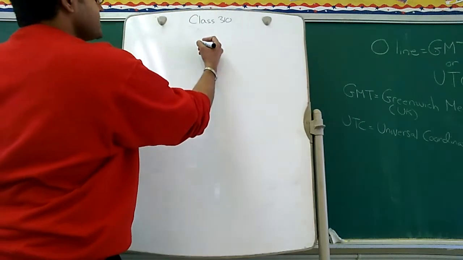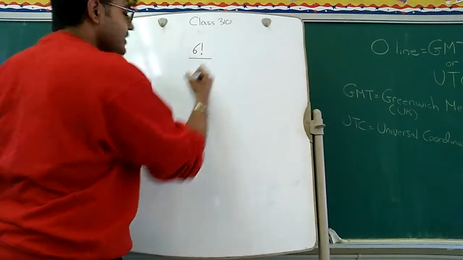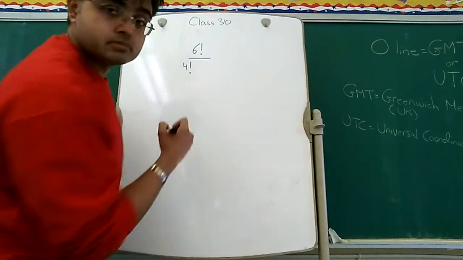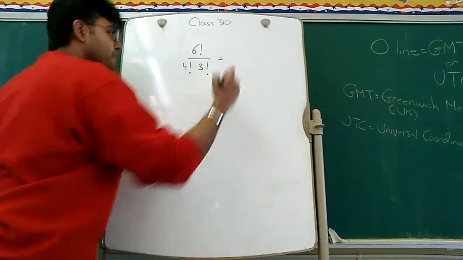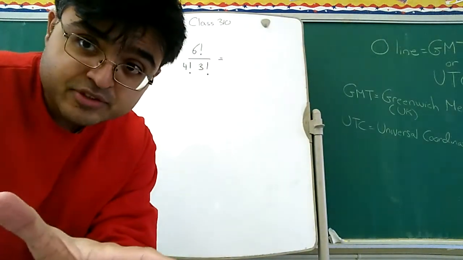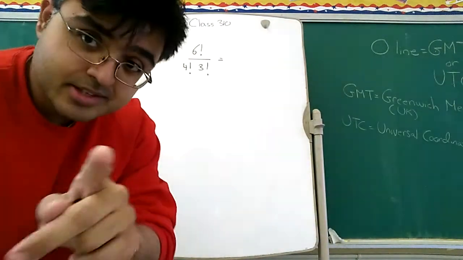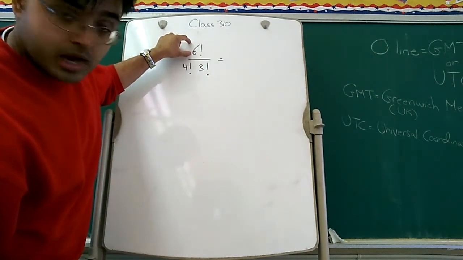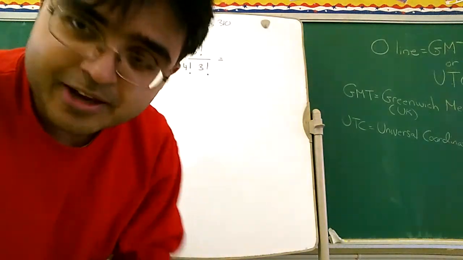Let's try something simple. Let's do 6 factorial divided by 4 factorial and 3 factorial. In my previous videos, I only took one number on top and one number on the bottom. This time, we've got one factorial on top, and 2 factorials on the bottom. How do we do this? This is how you do it.